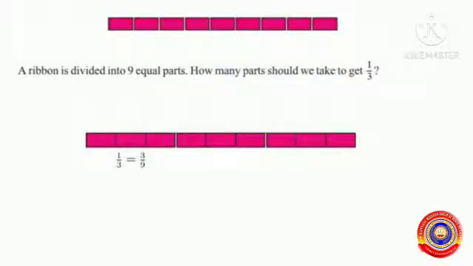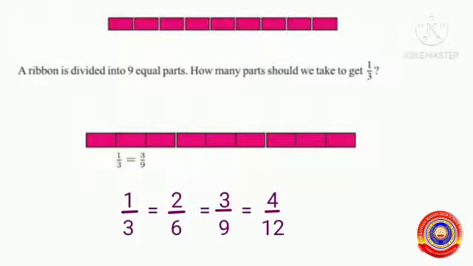Now, a ribbon is divided into 9 equal parts. How many parts should we take to get 1 by 3? Out of 9 equal parts, we have to divide this ribbon into 3. Then we will get 3 out of 9 equal parts in each portion. That means 1 by 3 is equal to 3 by 9. From this, we came to find out that the equivalent fractions of 1 by 3 are 2 by 6, 3 by 9, and 4 by 12.